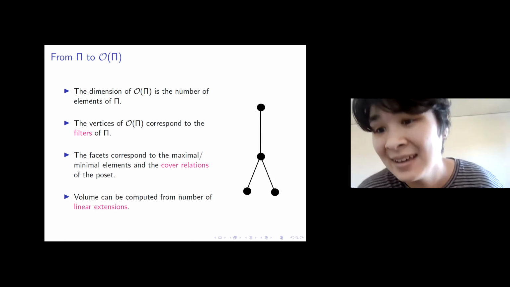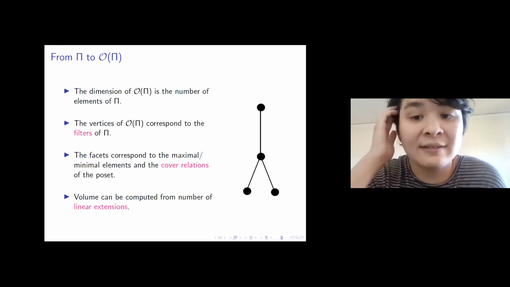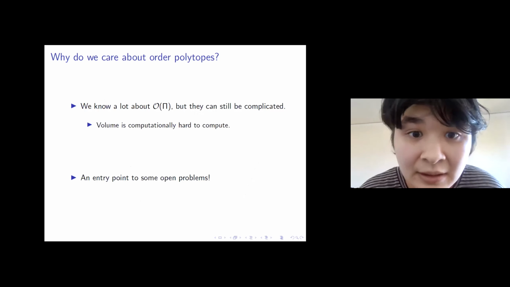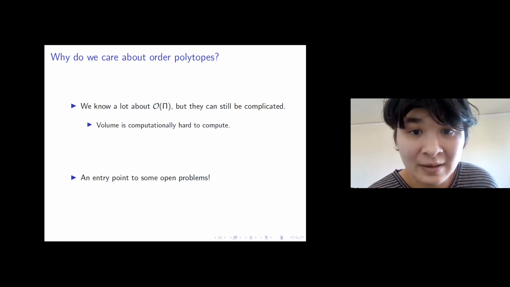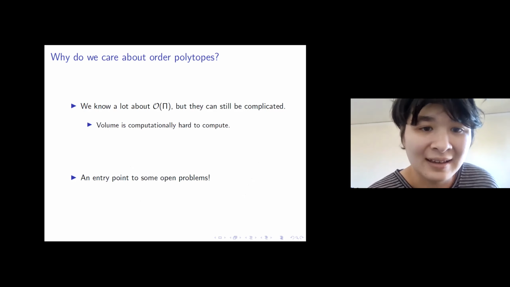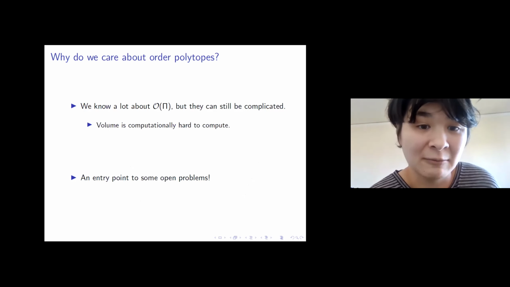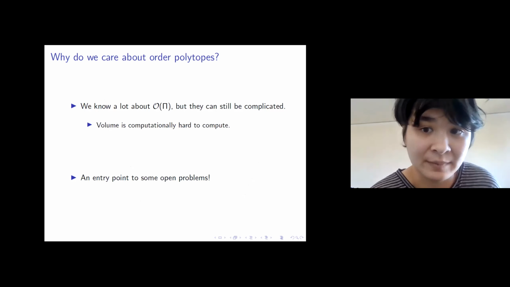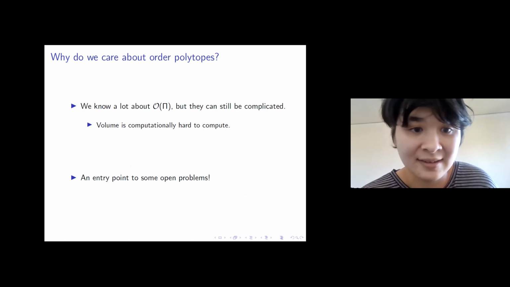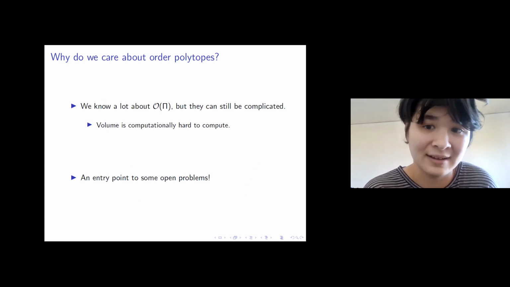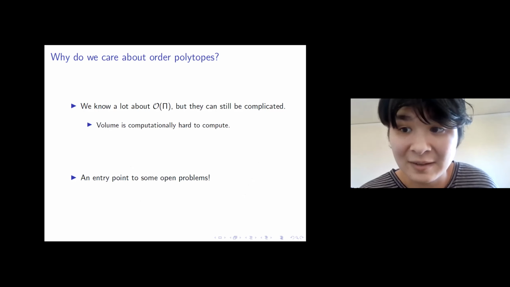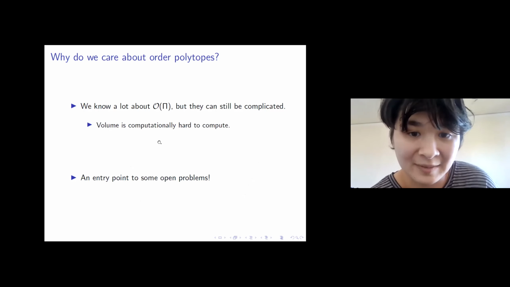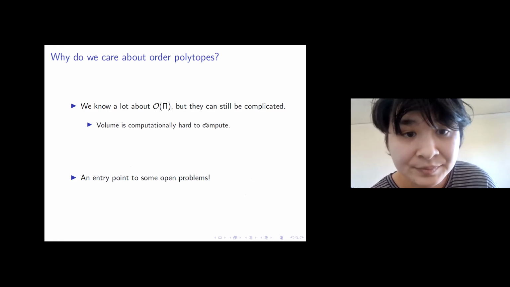All right, so to me, that's pretty cool, the fact that all of this information is encoded in the order polytope. But there are a few other reasons why people care about order polytopes. One is just that it's a good combination of simple and complicated. We know all of those facts about the order polytope coming from the poset, but there's still some complications, such as the volume is computationally hard to compute because the number of linear extensions of a poset is computationally hard to compute. So there are still some complicated things here.